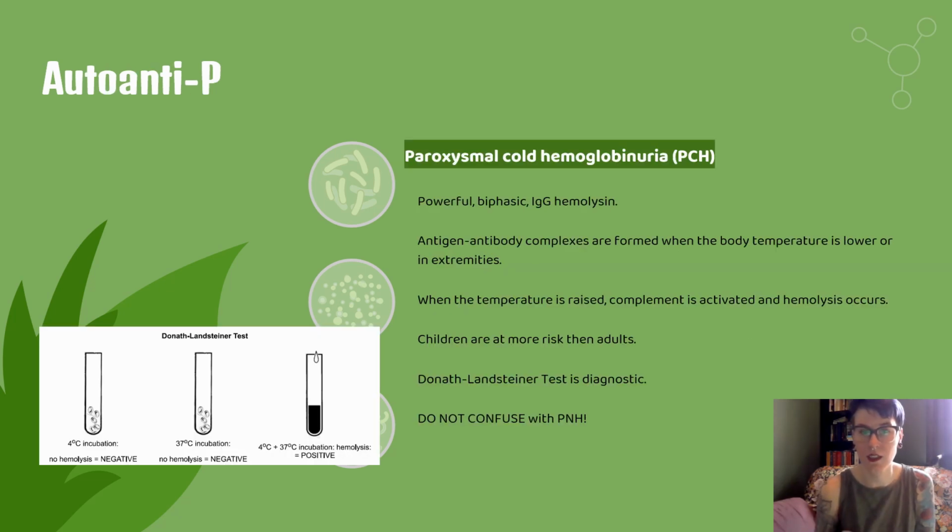Auto anti-P is the cause of PCH. It's a powerful biphasic IgG hemolysin. The test for this is the Donath-Landsteiner test, where you incubate the cells at 4 degrees, then kick it up to 37 degrees. If there's hemolysis, then that is a positive test. Don't confuse PCH with PNH. And this is more common in children than in adults.